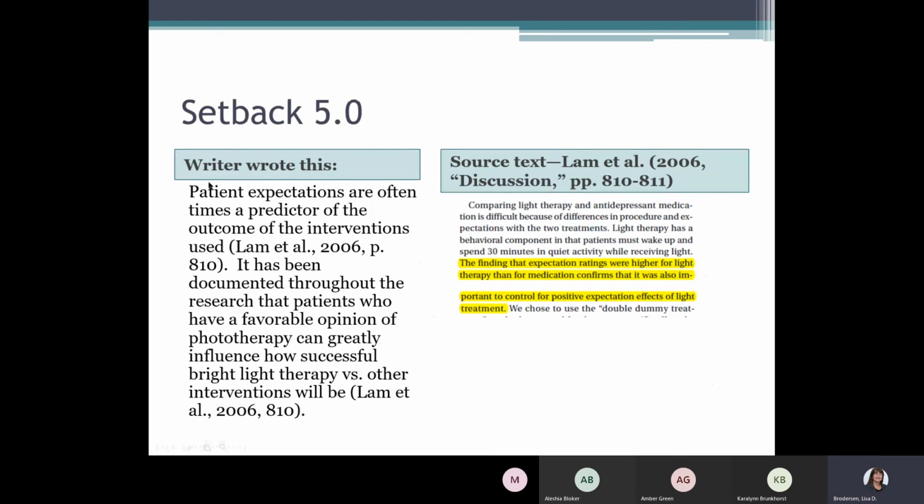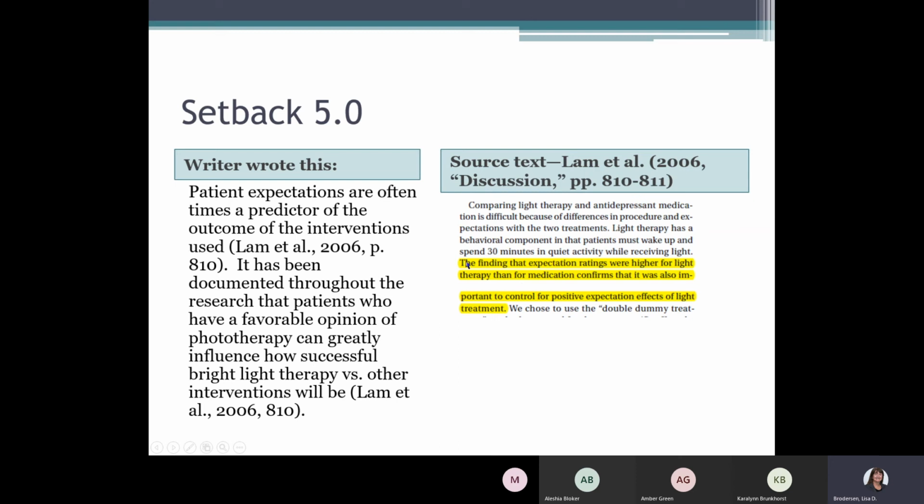All right, and then here's setback 5. This is what the student wrote: Patient expectations are oftentimes a predictor of the outcome of interventions used. It has been documented throughout the research that patients who have favorable opinions of phototherapy can greatly influence how successful bright light therapy versus other interventions will be.